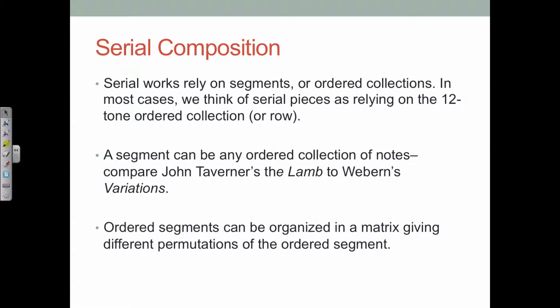So in most cases, we think of serial pieces as relying on the 12-tone ordered collection, which we also call the aggregate. And when people mention serialism, that's usually what they think about. They think about the 12-tone row. But then again, it doesn't have to be the 12-tone row in terms of serial composition. You can make an ordered series of 5 notes, or even as simple as 3 notes. So this word segment is important. It refers to any ordered collection of notes. That is, the order of those notes is very important.